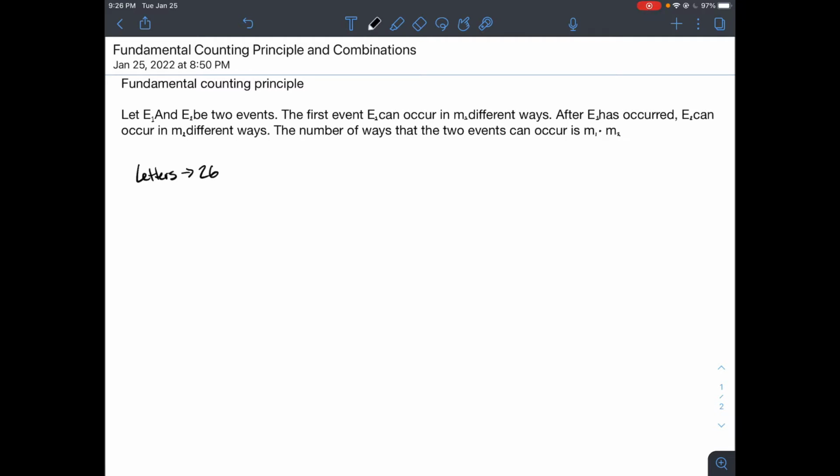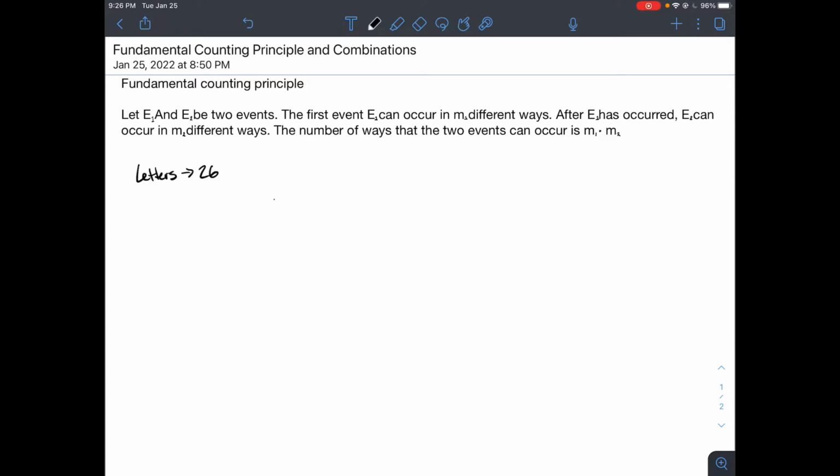So I could just start listing. I got like A, B, A, C, A, D. Yeah, that's going to take forever. I'm not doing that. There's 26 letters, and then doing that for each letter, that's just crazy. I'm not ever going to do that. So we can use the fundamental counting principle to see what's going to happen.